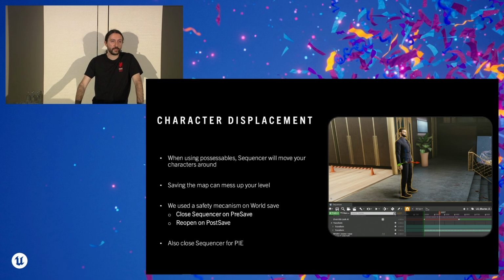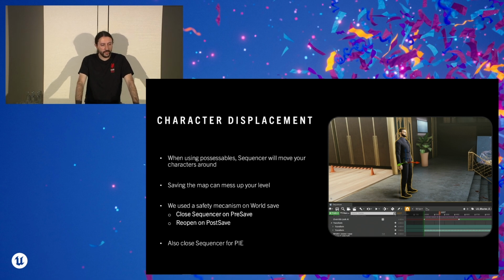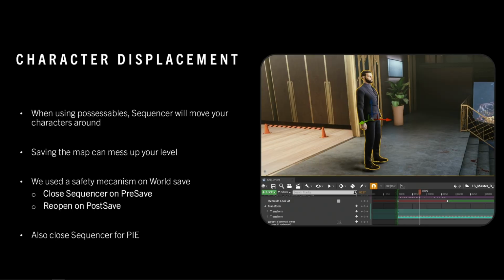Character displacement. That was kind of a headache. So basically, as I said, we are switching seamlessly from gameplay to dialogues. So we are using possessables. We are just possessing the characters from the game in sequencer. And when you are working with cinematics, you will probably move your character around with transform tracks and root motions and all that. And if you are doing that, it will preview your character moving.